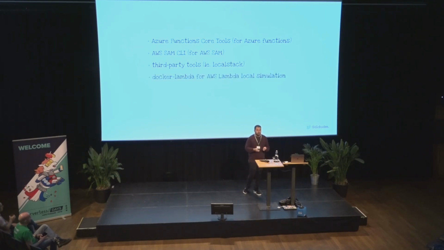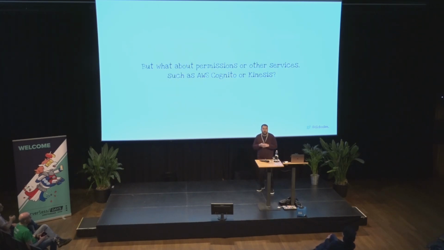With AWS, you can use Docker Lambda, which is basically used in AWS SAM CLI to simulate your functions locally again. And there are many other things. With Node.js, for example, you can just run your function in your terminal like any other Node.js function. But all those things are good for functions, but functions are not that complex.